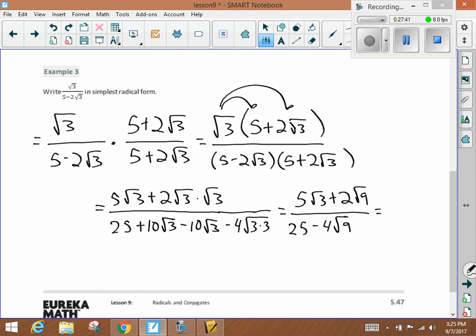All right. This is going to be 5 root 3. And then the square root of 9 is 3. So I have 2 times 3 there, which is 6. And the same thing's going to happen down here. I have 25 minus, well, 4 times root 9 or 4 times 3 is 12. Almost done. So I have 5 root 3 plus 6 divided by 25 minus 12 is 13.